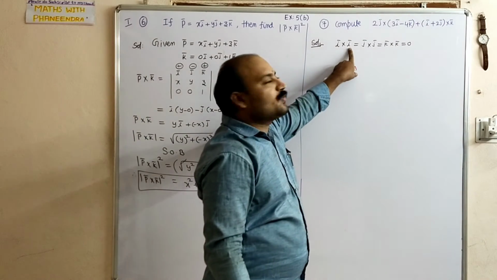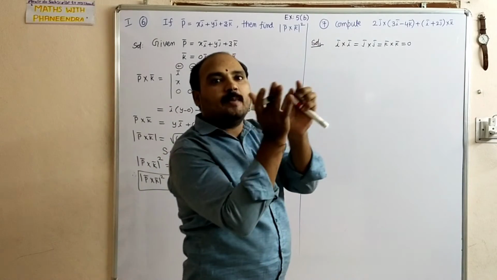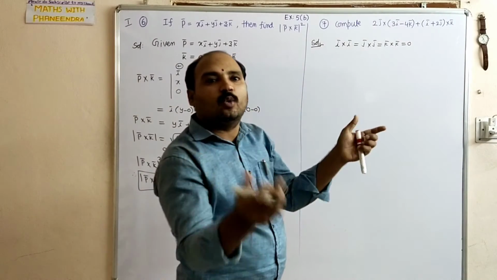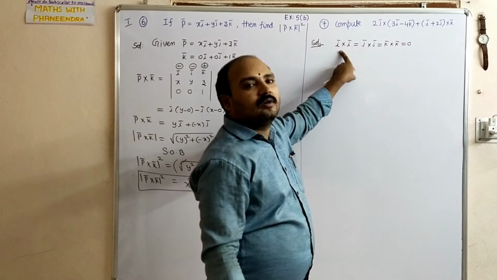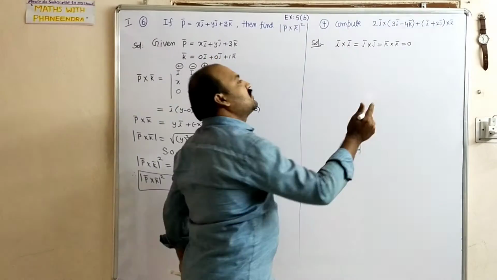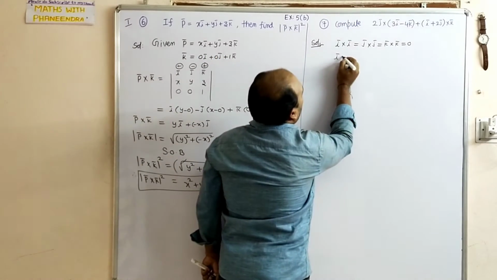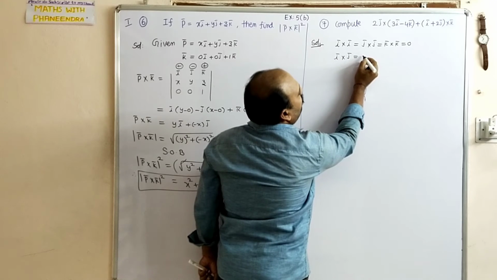Sir, why sir? One vector cross product with the same vector: the angle between I bar and I bar is 0, and sin 0 is 0. So that is the reason. Suppose it is another vector, I bar cross j bar, which is equal to k bar.